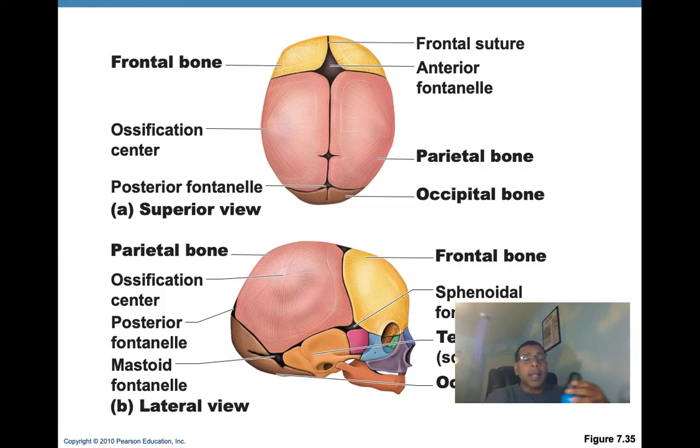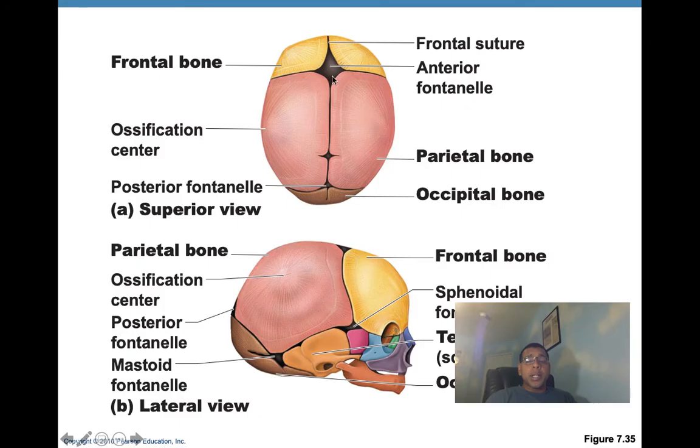And what they do is they allow the infant's head to be compressed during childbirth, and they accommodate brain growth. So, like I said, 4 fontanelles.